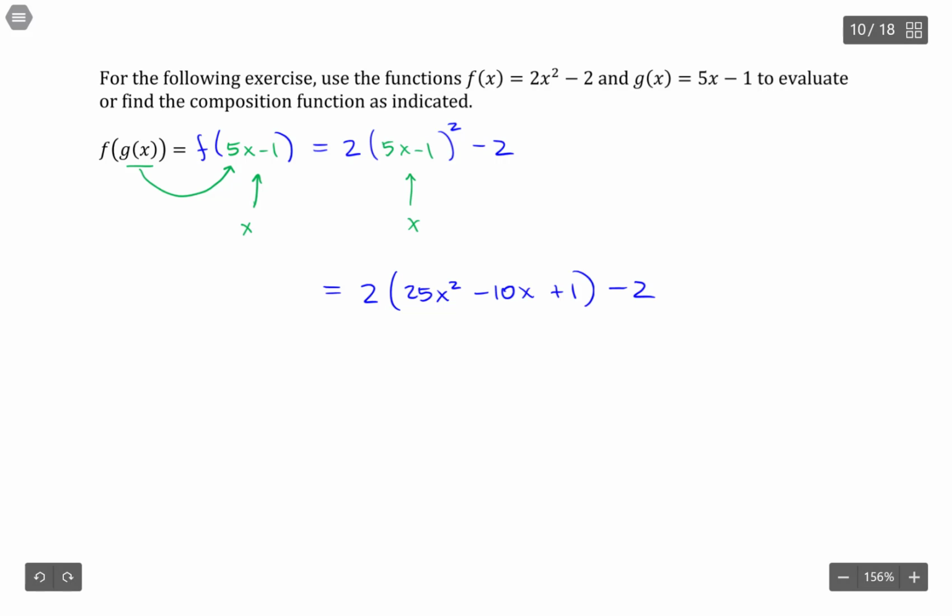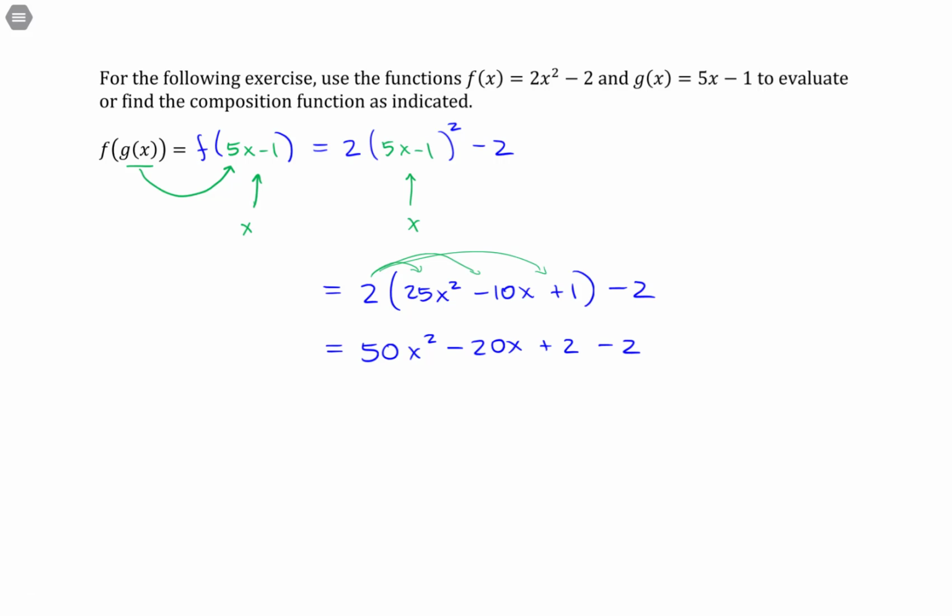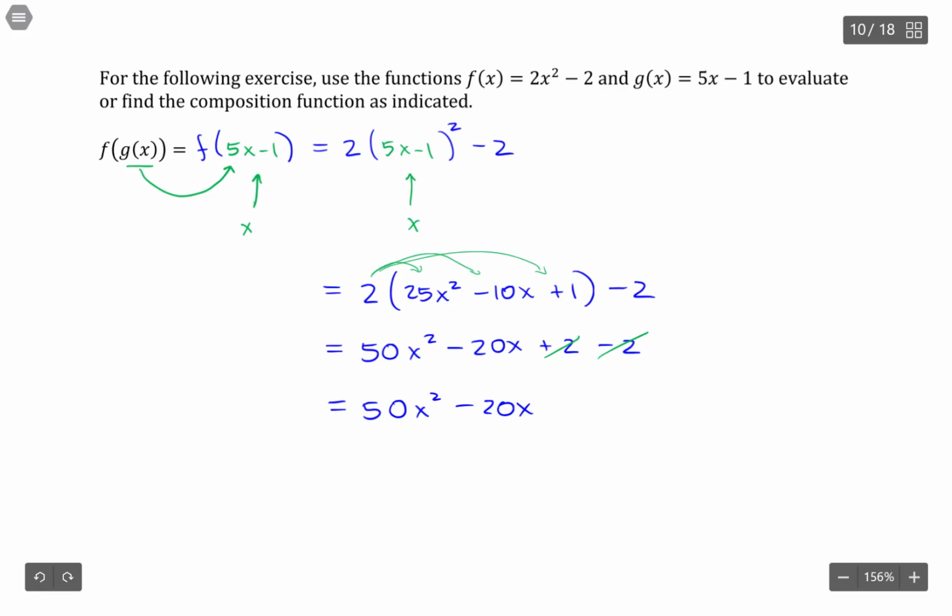The next step in simplifying is to take care of this leading coefficient and multiply that into this trinomial. So it gets distributed, and we get 50x² − 20x + 2, and then we still have the minus 2 on the outside. Since the positive 2 and the negative 2 match but are opposite in sign, they cancel out. So our final answer here would be 50x² − 20x.